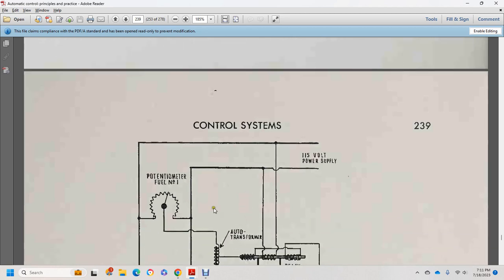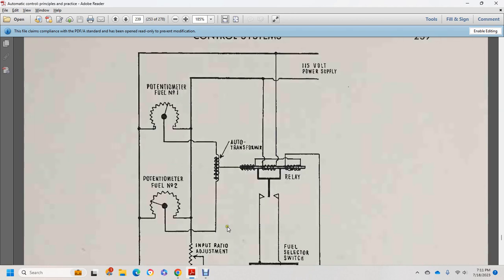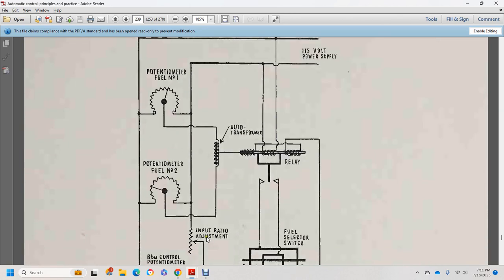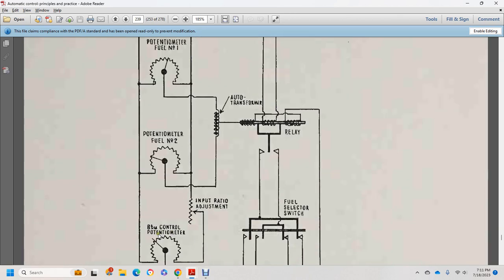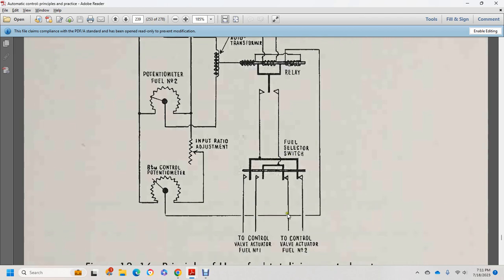The figure shows potentiometer fuel number 1, 115 volt power supply, autotransformer, relay, potentiometer fuel number 2, input ratio adjustment, BTU control potentiometer, fuel selector switches, to control valve actuator fuel number 1, to control valve actuator fuel number 2.